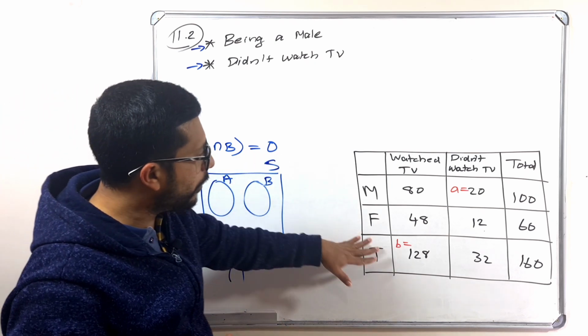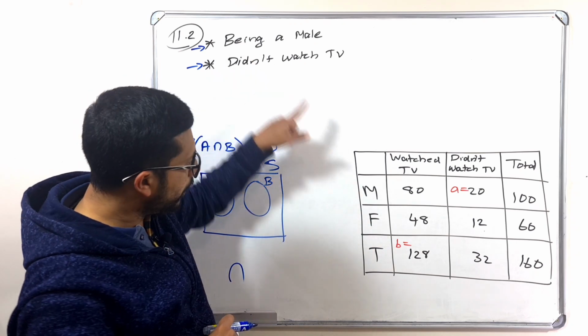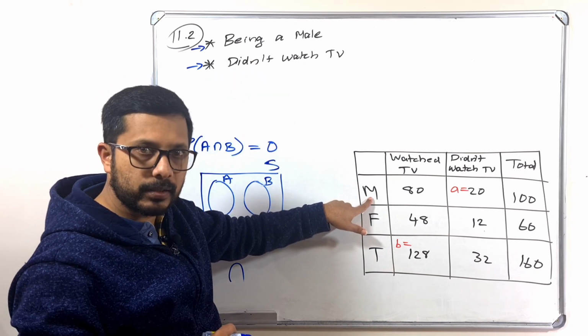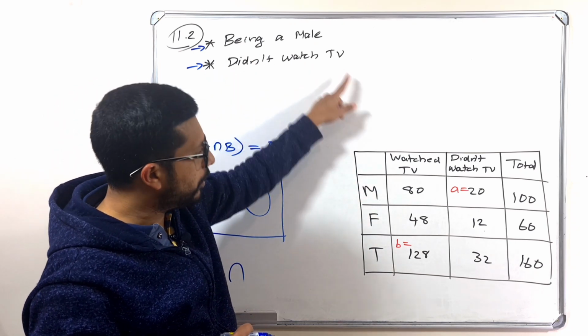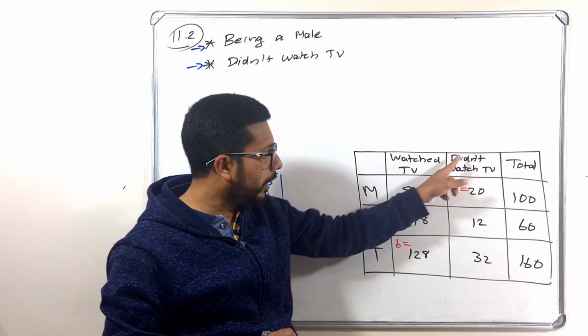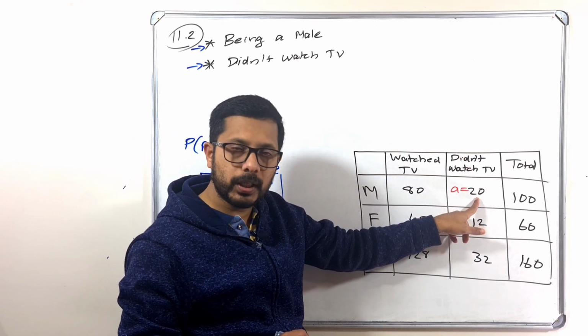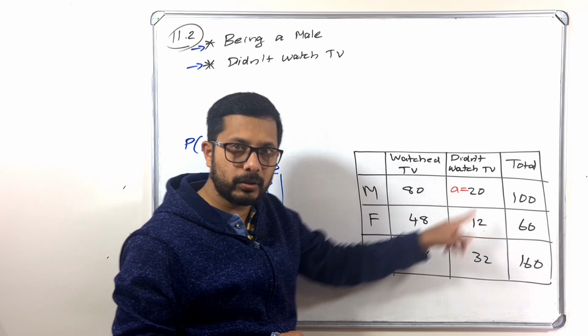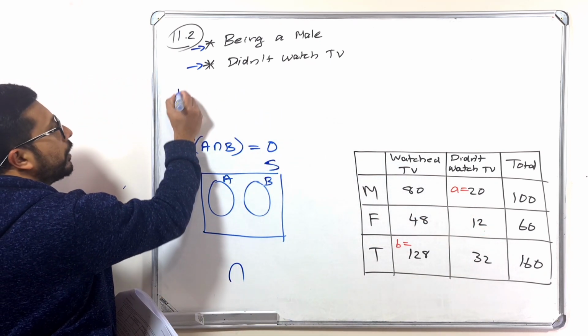So look at this table that we got. Being a male, these are the males, and did not watch TV. What is the number there? Being a male and did not watch TV, what is the number there? 20. Am I right?